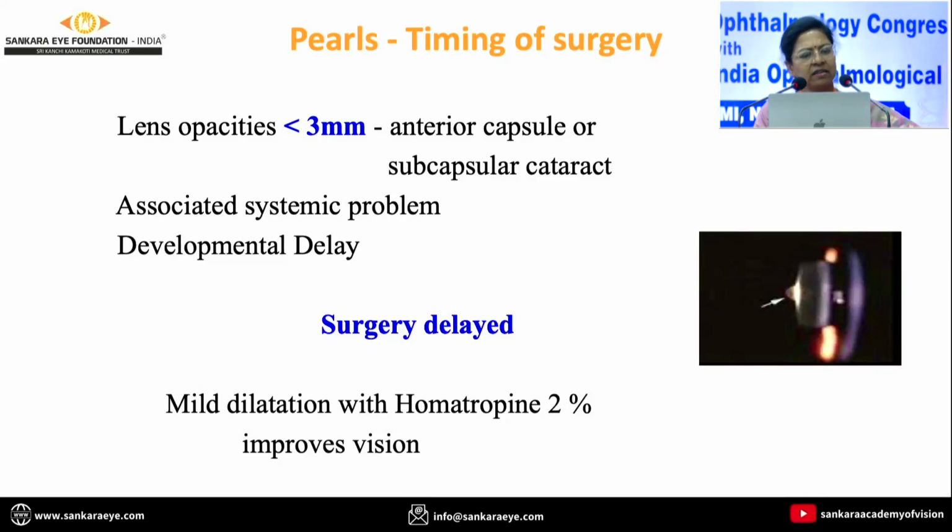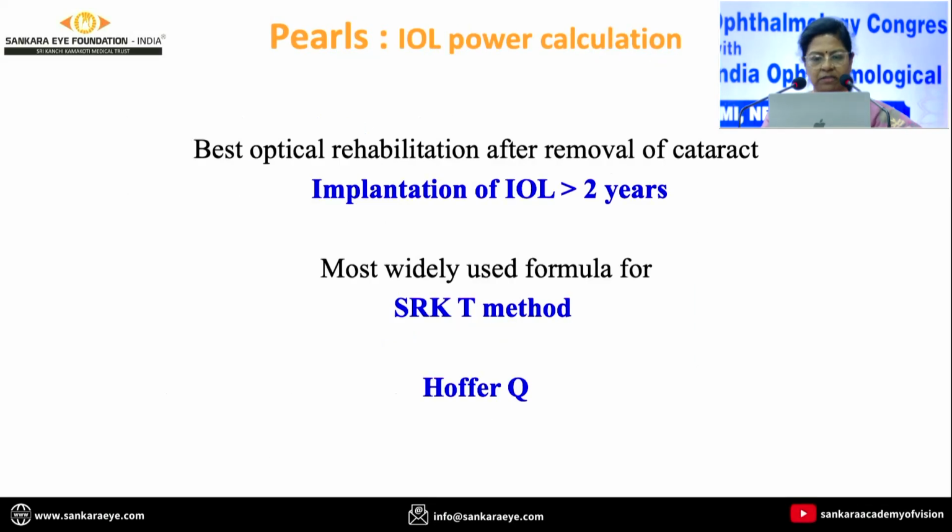On the other hand, if the lens opacity is less than 3 mm, involving the anterior capsular area or subcapsular area, associated with a systemic problem, and they are unfit for general anesthesia, it's better to delay the surgery. So during this interim period, what we can do is dilate the pupil with homatropine 2%, maybe once a day, and you can explain to the parents as well. So it keeps the pupil mid-dilated, and some vision development is taking place.